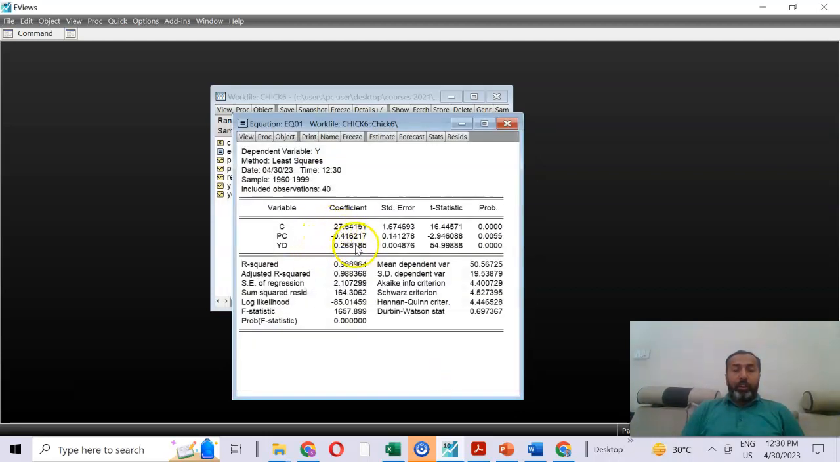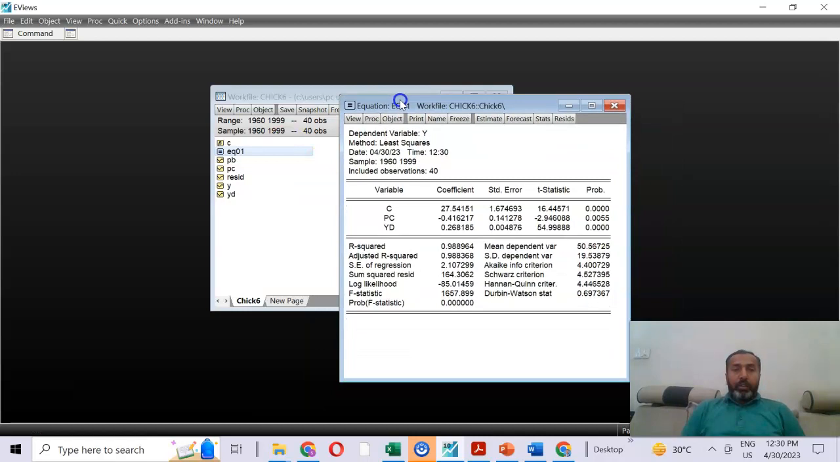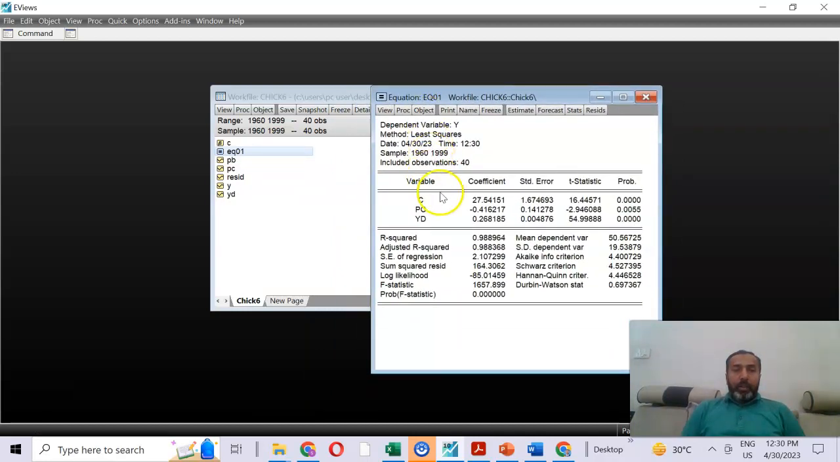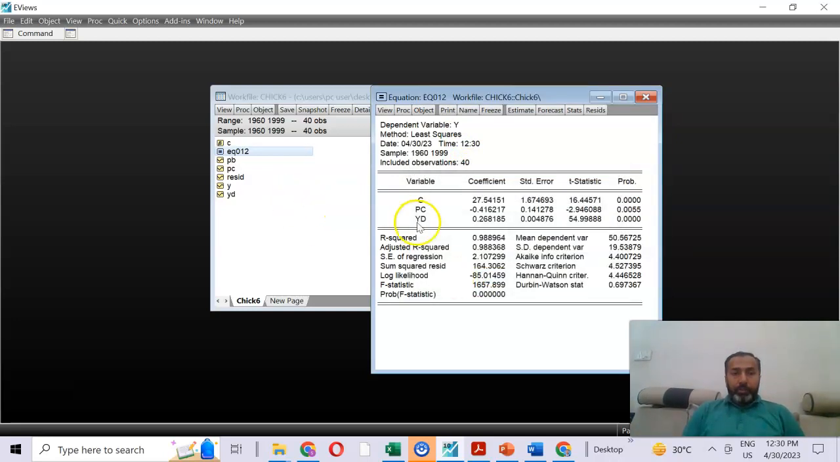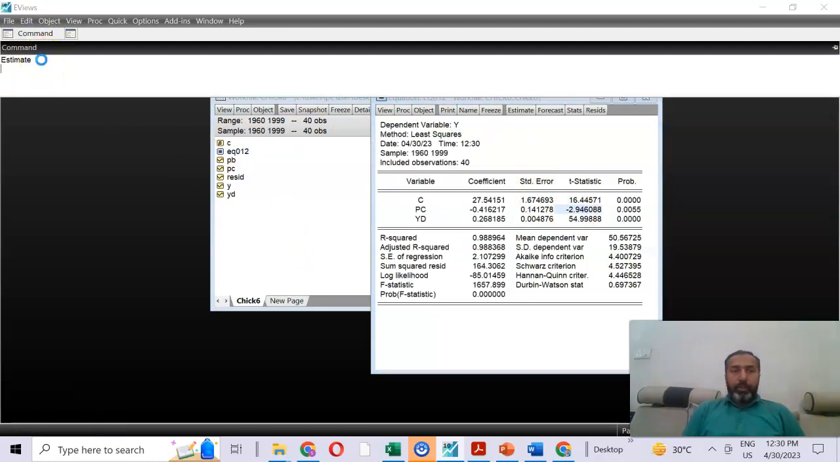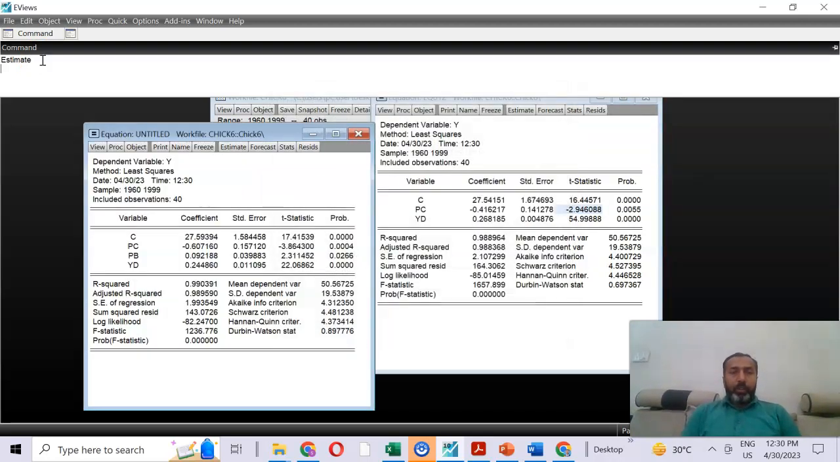Click OK to run the regression. Now see here, if you compare the results of this equation with this one, and let's name it first of all EQ02, and see here in this regression equation, let me run the first equation again here because it overwrote it by C, P, C, P, B, and YD.